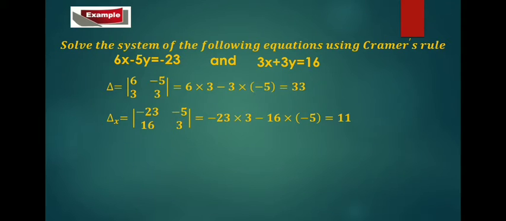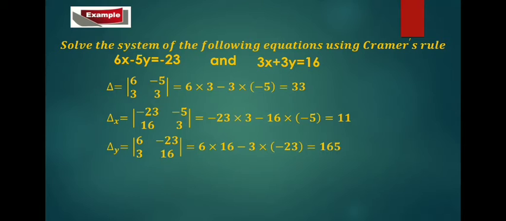Delta x equals, we change the coefficients of x by the two constants which are in this equation, negative 23 and 16. And calculating it, we will get 11. Then we find delta y, we change the coefficients of y by the two constants and calculate it, we will get 165.